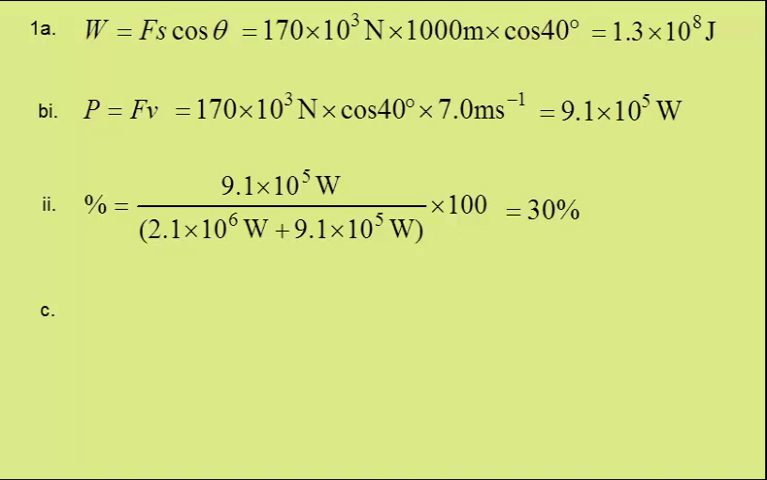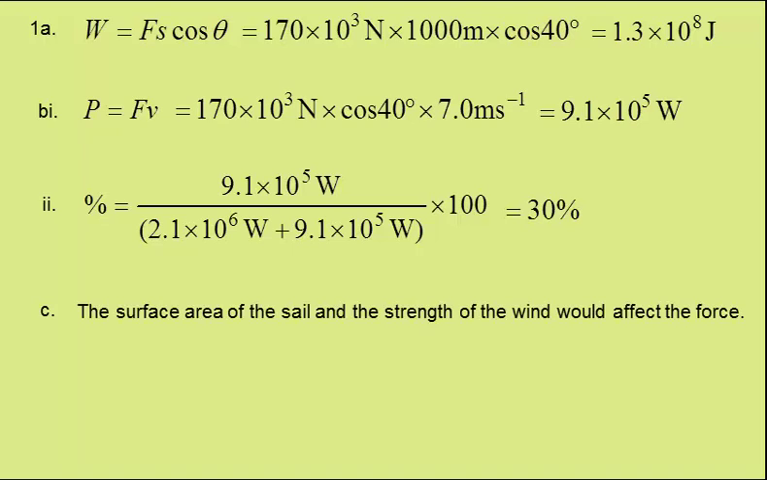In C, the angle of the cable to the horizontal is one of the factors affecting the horizontal force provided by the sail. We need to state two other factors that would affect the force. Well, the surface area of the sail and the strength of the wind would also affect the force.